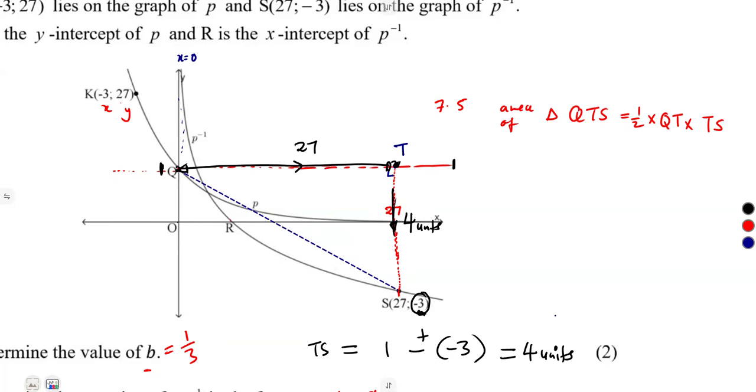All right. So that is now our area of base times what? Perpendicular height. So the base Q to T, which is 27 units, times TS, which is 4 units. That was going to give us the area of the triangle. Can you use a calculator? Oh, half of 4, that's 2. 2 times 27, that is 54 square units.